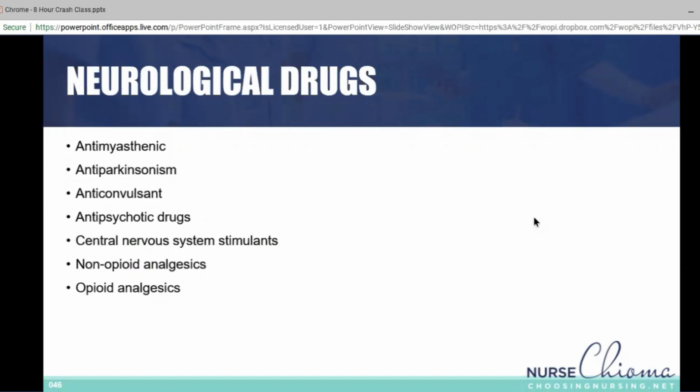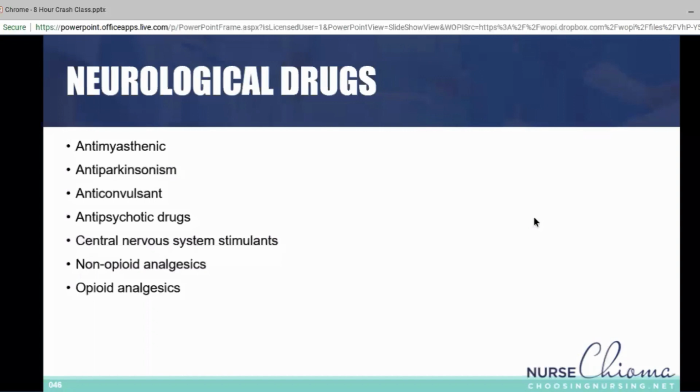Then you have antipsychotic drugs. This is going to be, for example, Haldol, a very good example of one. These ones help to treat psychosis, right? So if they're having hallucinations or psychotic episodes, those would be some very common examples.